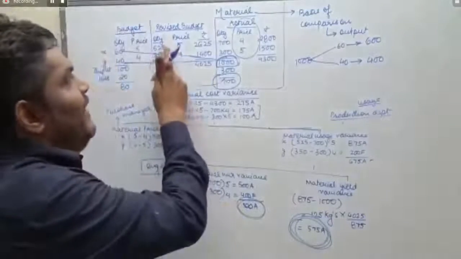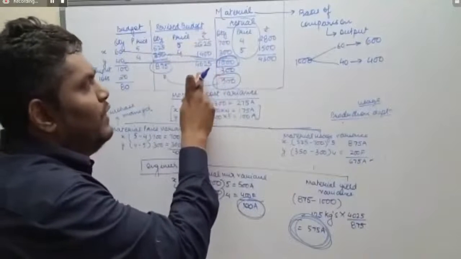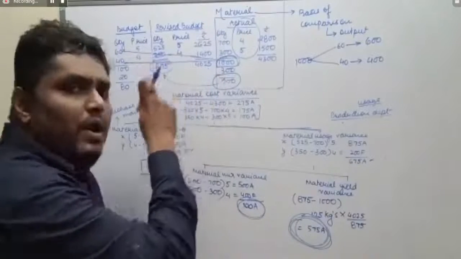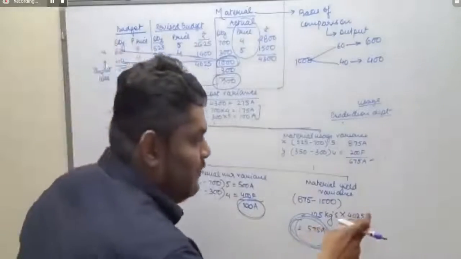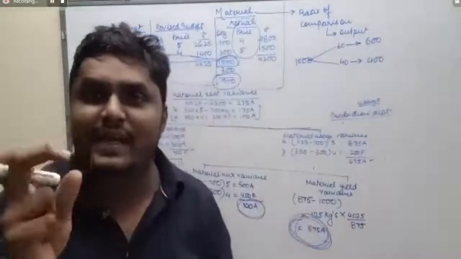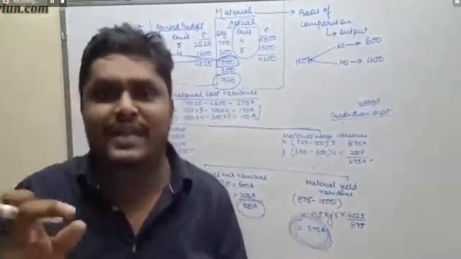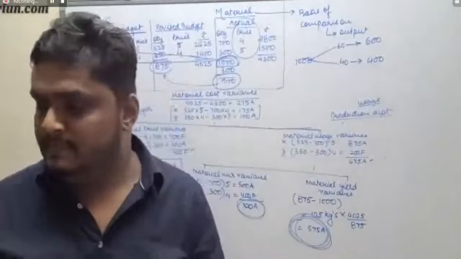So that's why 525 into 5, 350 into 4, the total cost is 4025 for overall 875 units. That's why 4025 divided by 875. So whatever the rate derived is the weighted average rate into the overall quantity, that is 125 kgs.